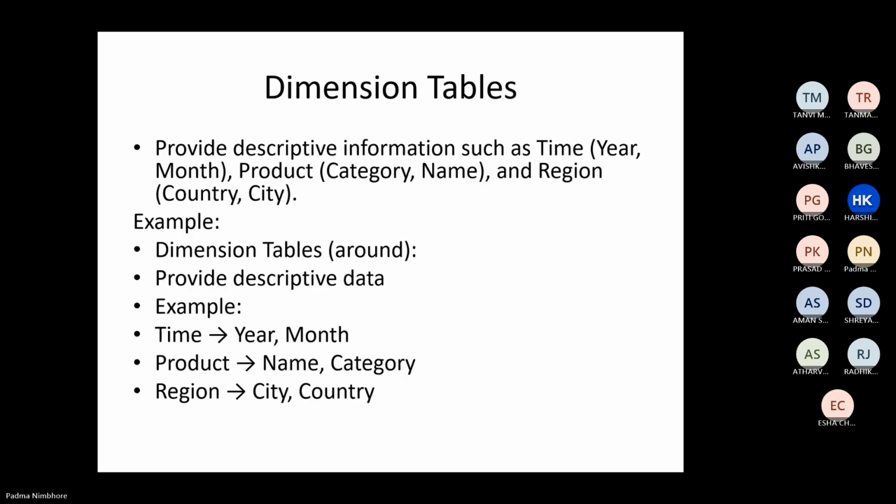Here in the dimension table, it provides descriptive information such as time in the form of year, month, quarter, whatever it may be. Then product, your category, name, and then region is your country or city.